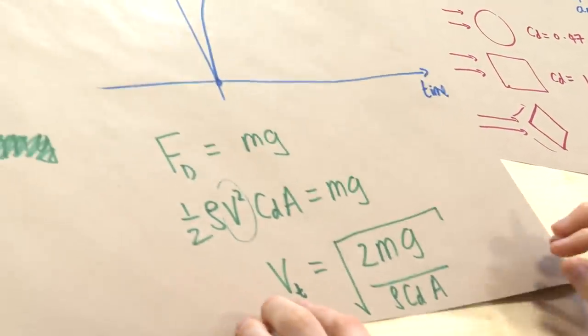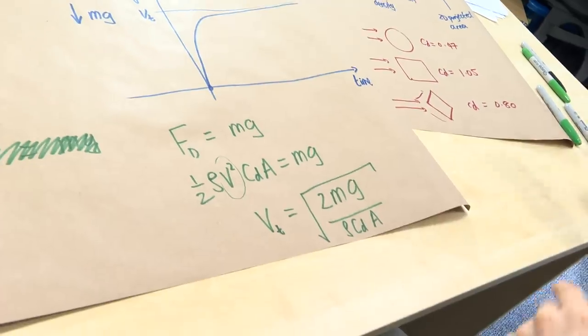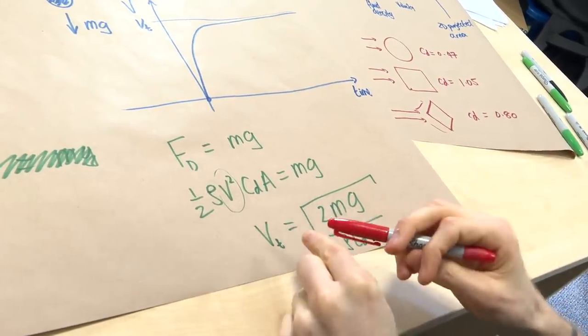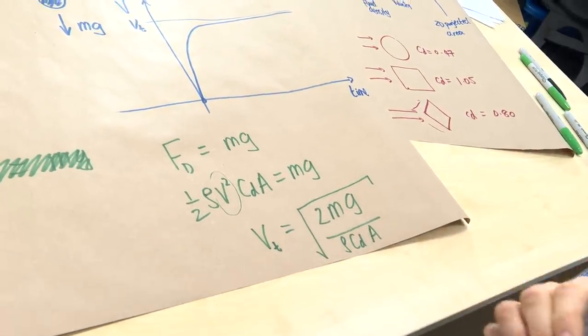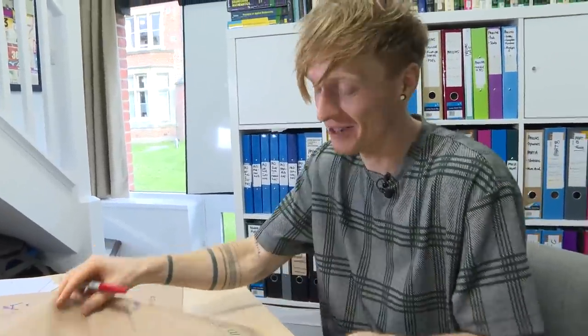So in order to figure this out for our human and for our bowling ball, we need to know these values. And we just plug them in, and whichever one has the highest terminal velocity is going to win our race. What's your money on? Human versus bowling ball. I think the bowling ball is going to hit the ground first. Okay. All right. Yeah, well, we'll see.